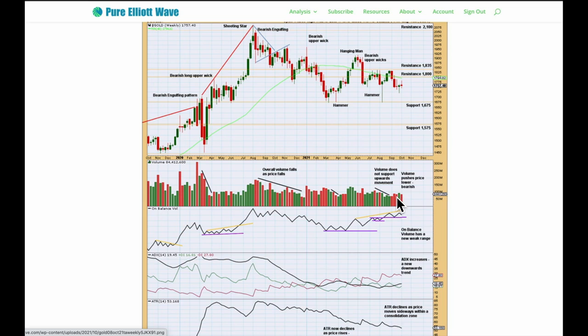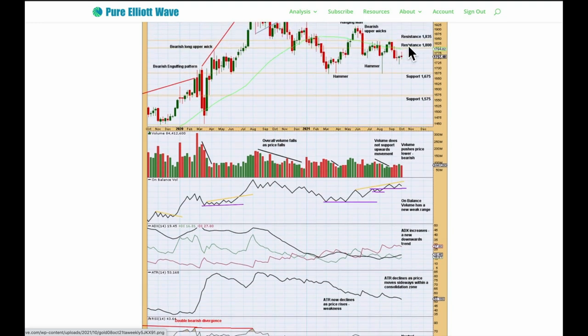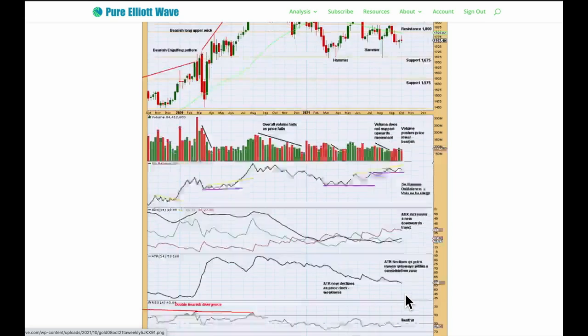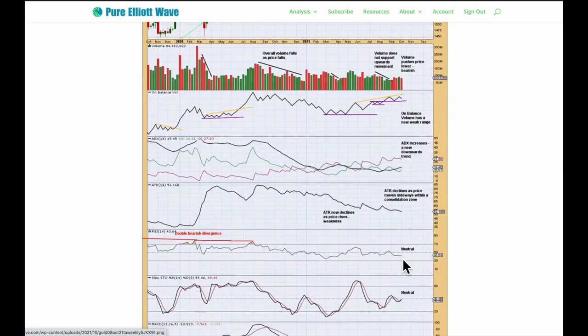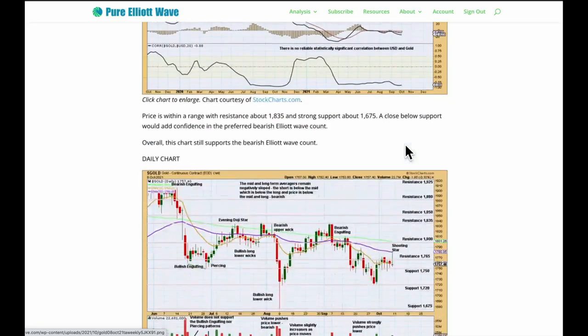It does tend to be a little stronger in these downward weeks, and this was a downward week, although it did close green. On balance, volume has a weak range, no signal this week. ADX, we've been over that. ATR is declining as price moves sideways within the consolidation zone. That's normal behaviour for ATR when price consolidates. RSI neutral territory, stochastics neutral as well, and MACD fully bearish.